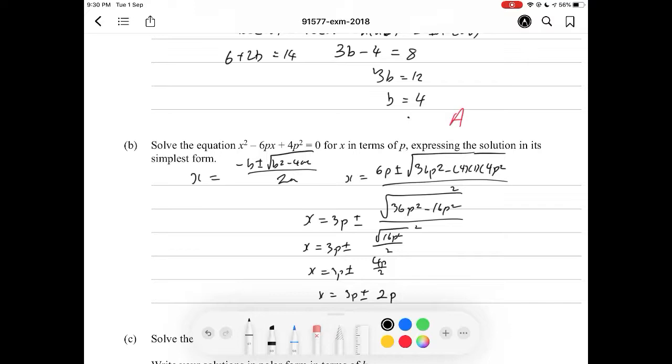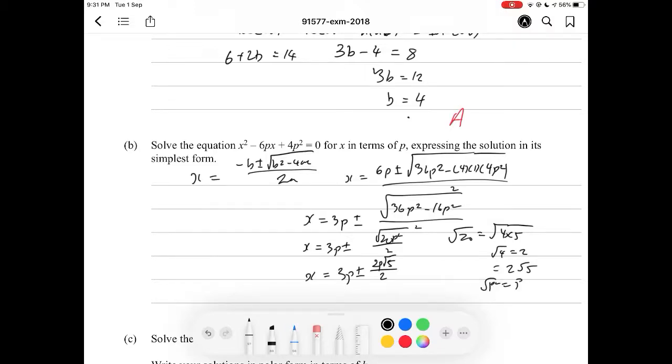I make a mistake. So 6p, so 36p squared minus 16. Oh, sorry, my bad. This is 20p squared. Apologize. Okay, so x equals 3p plus or minus 2p root 5 over 2, because root 20 equals root 4 times 5. So root 4 equals 2, so this equals 2 root 5, and root of p squared equals p.